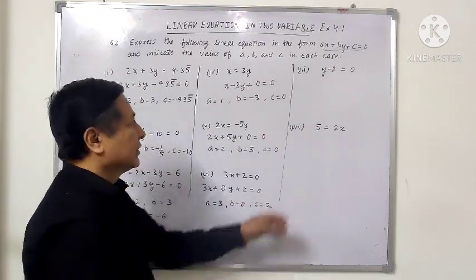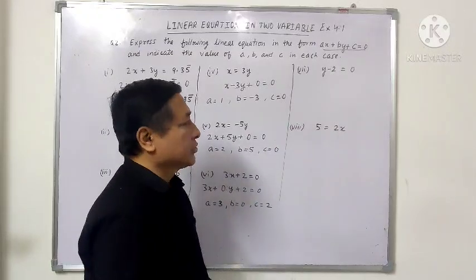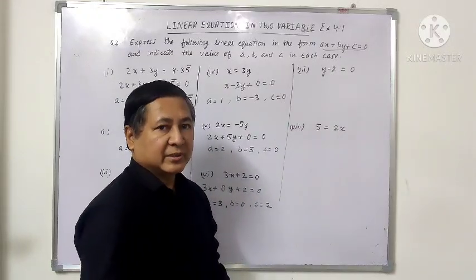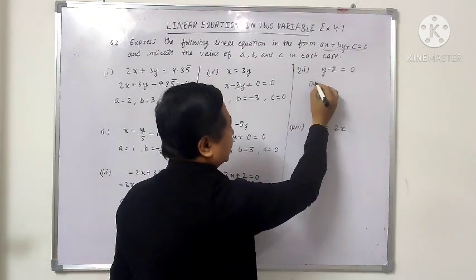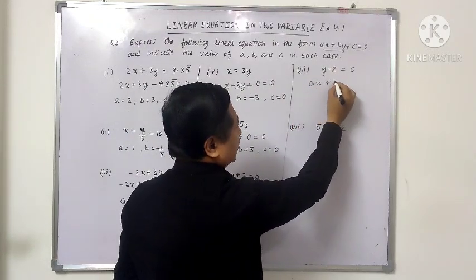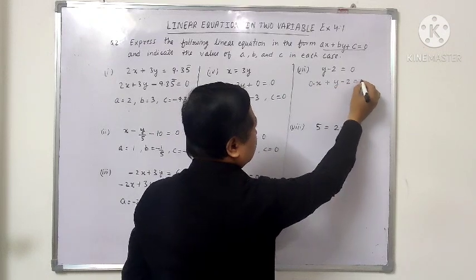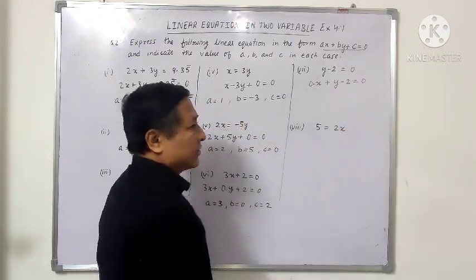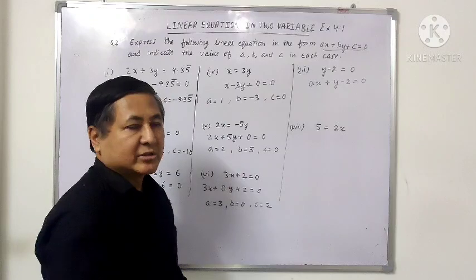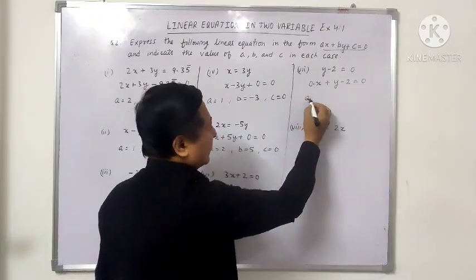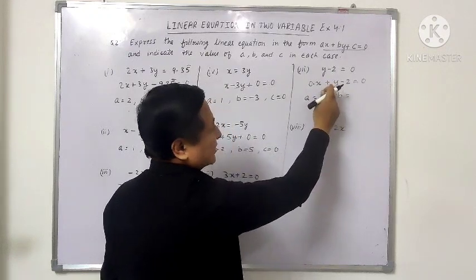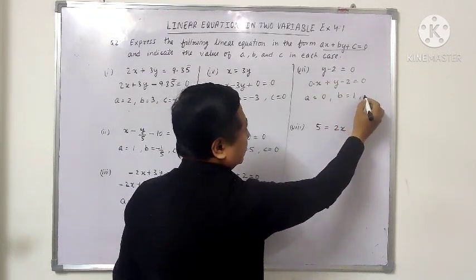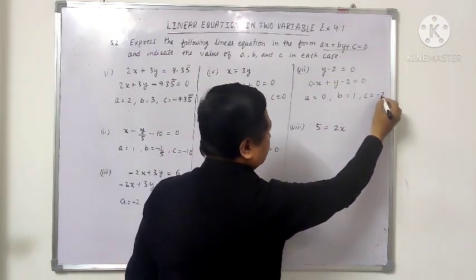Now let us take the seventh part, y minus 2. In this you can see the x variable is missing here. So we will write it like this: 0 dot x plus y minus 2 equals 0. We have converted it into the form ax plus by plus c equals 0. Now the value of a is 0, the value of b, the coefficient of y, is 1, and c is equal to minus 2.